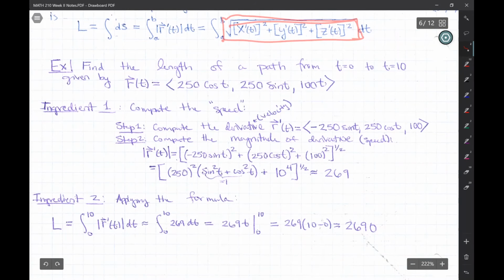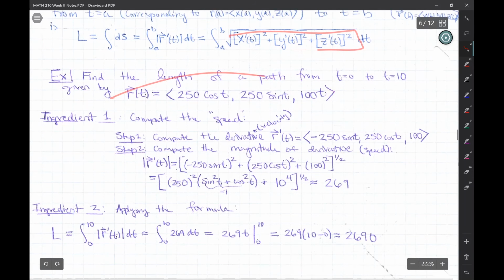We already have our parameterization. That's already given to us. In later chapters, we'll even have to get that. But for now, we already have that. So that's easy. So let's get the speed. Well, to get the speed, what is the speed? It's the magnitude of the derivative. So magnitude of the velocity. So we're going to take the derivative.